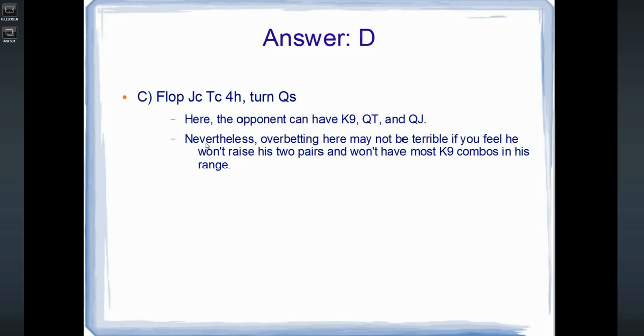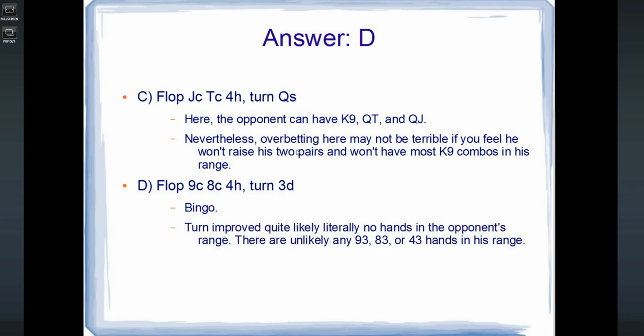So again, a relatively trickier answer, but I don't think overbetting here is as great as on the 9-8-4 board where the turn's a 3. That's just a fantastic spot to overbet. Whereas with answer C, Jack-10-4 with the turn queen, you maybe can make an argument for it in some cases, but overall I don't think it's going to be nearly as effective.